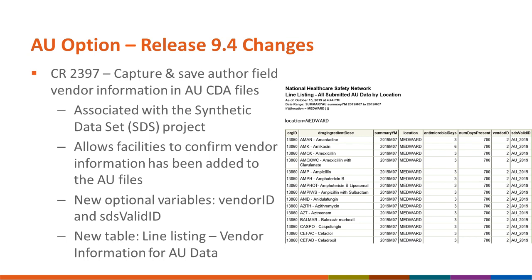2397 is a CR to capture and save the author field vendor information in the AU CDA files. So if you've been paying attention to some of the emails that have been sent out about the AU synthetic dataset project, you'll know that this is related. This CR will allow your facilities to confirm that your vendor information has been added to those files. So the new variables that they can optionally include on some of their reports are the vendor ID and the SDS Valid ID. There will also be a brand new report called Line Listing Vendor Information for AU Data where they can get some more information.